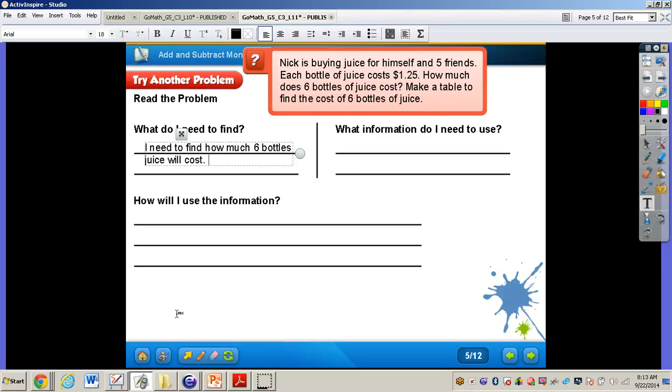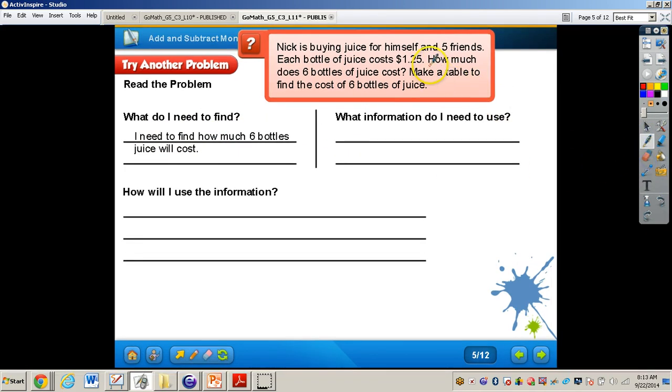Okay, first of all, what do we need to find? And I want you to write it in your book on page 148. I need to find how much 6 bottles of juice will cost. And where did I get that information from? I just simply look at the question: how much do 6 bottles of juice cost? So this helps me really focus in on what I need to figure out.